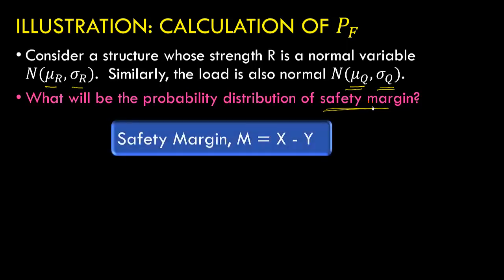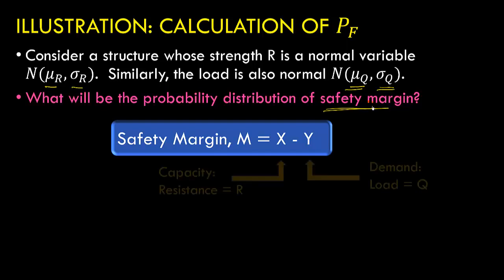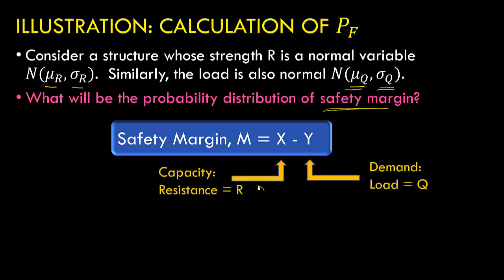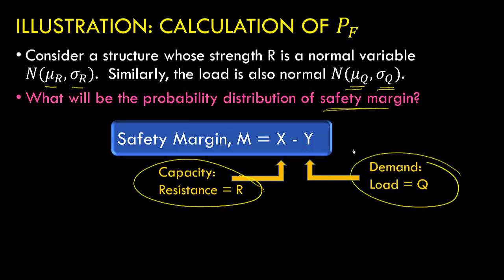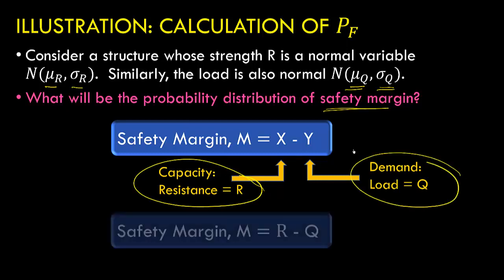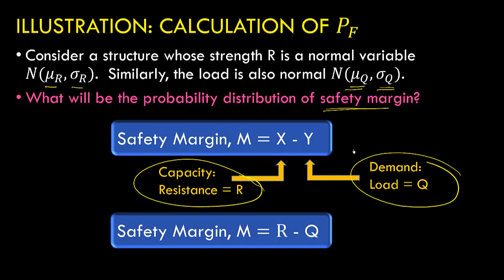So now, as I introduced, the safety margin is given as X minus Y. X is my capacity and Y is the demand. In this case, the capacity, that is the resistance, is R, and the demand, that is the load, is Q. So we can write my safety margin equation M as R minus Q.